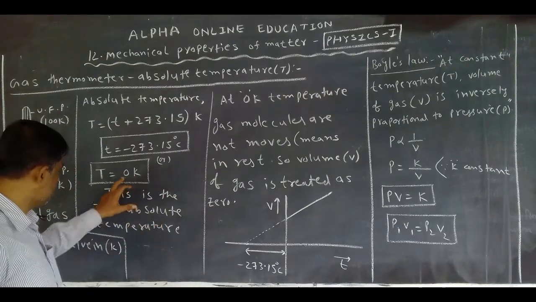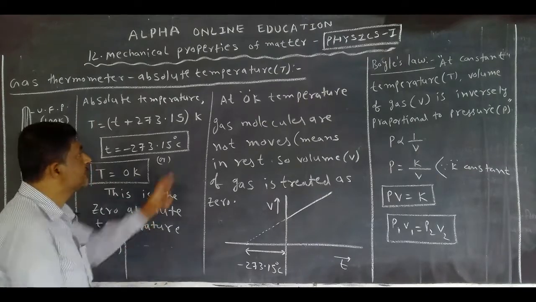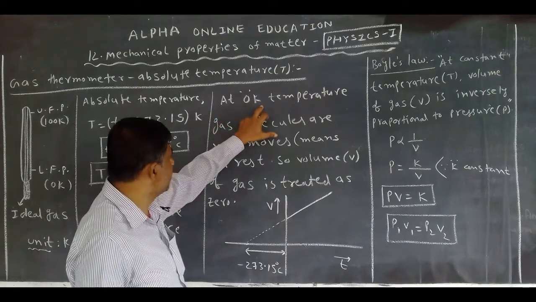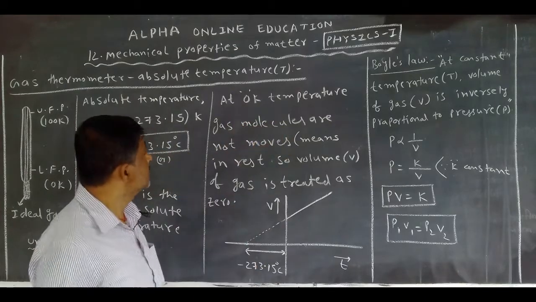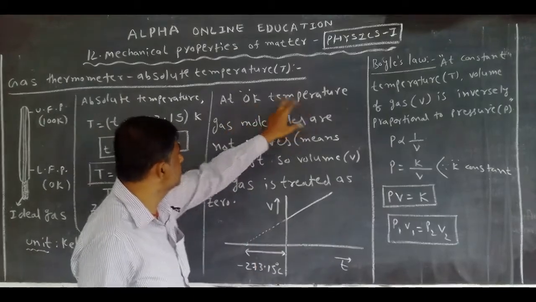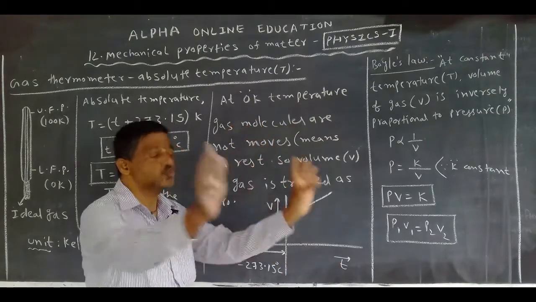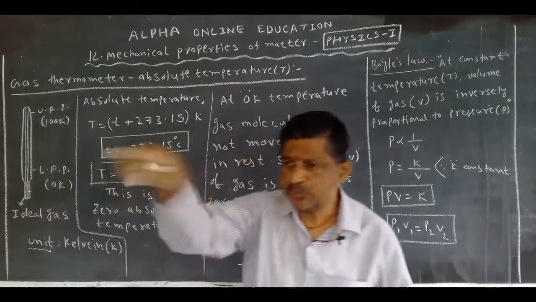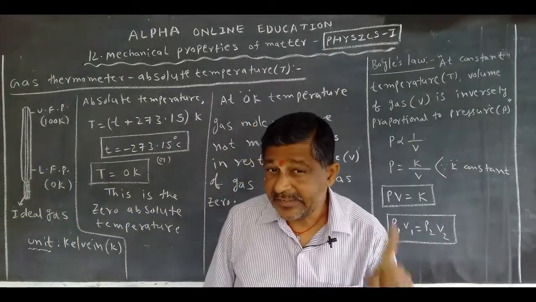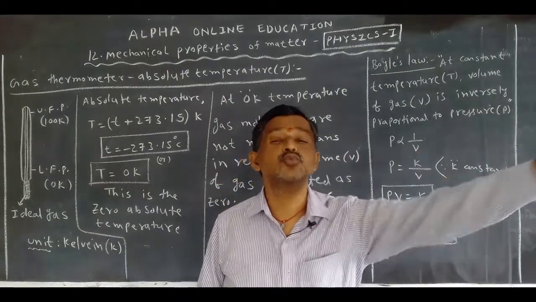Now, what is the zero absolute temperature? The answer is 0 Kelvin. But how can we say this? At 0 Kelvin temperature, gas molecules do not move. Normally gas is there and the gas molecules move. But at 0 Kelvin, gas molecules do not move.